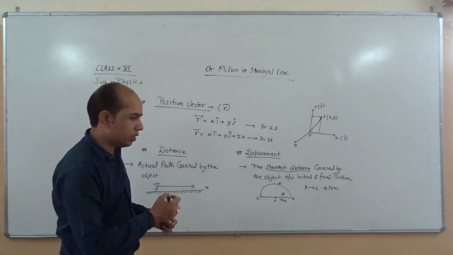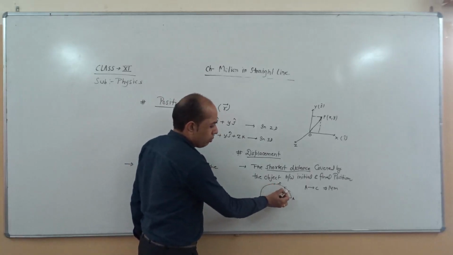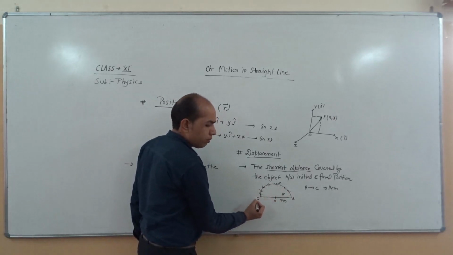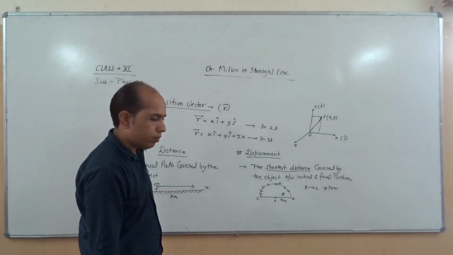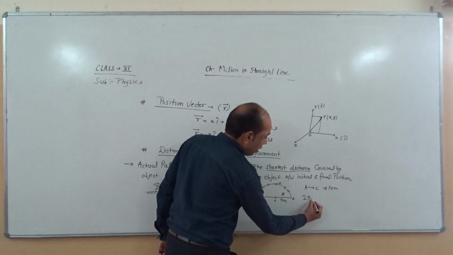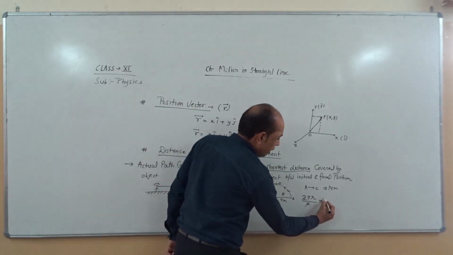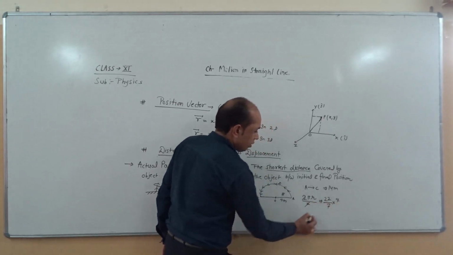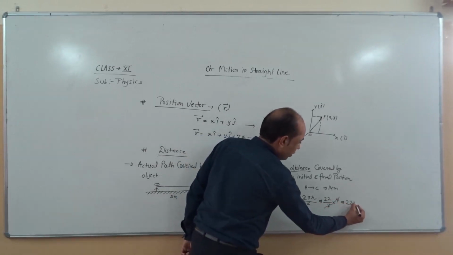But if we talk about the distance, distance means actual path. So this is the actual path covered by the object from A to C point. So this is half of the circumference of the circle. So 2 pi r, and this is to be divided by 2. So 2 and 2 cancel out. Pi is 22 by 7 and the radius is 7. So 7 and 7 cancel out. We get 22 meter.